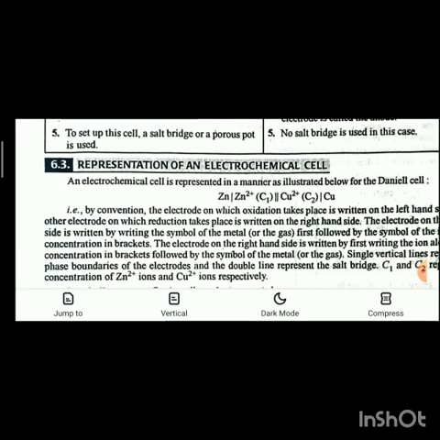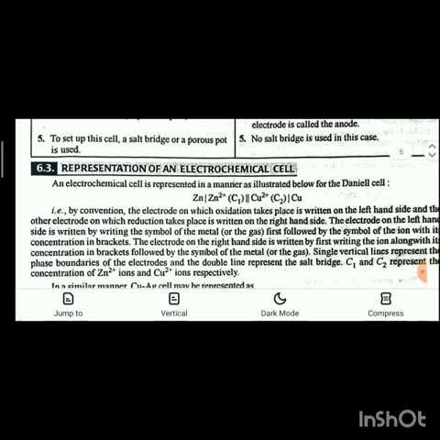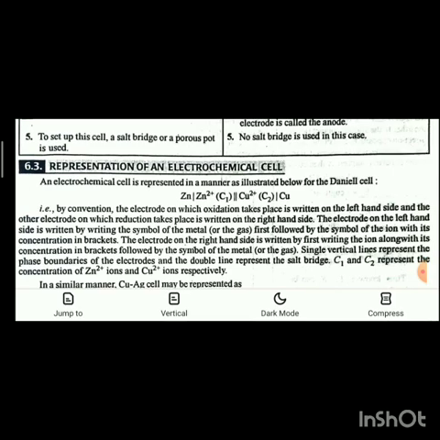Representation of an electrochemical cell. An electrochemical cell is represented in a manner as described below. Zn | Zn2+ (C1 concentration) || Cu2+ (C2 concentration) | Cu, with the double line representing the salt bridge.